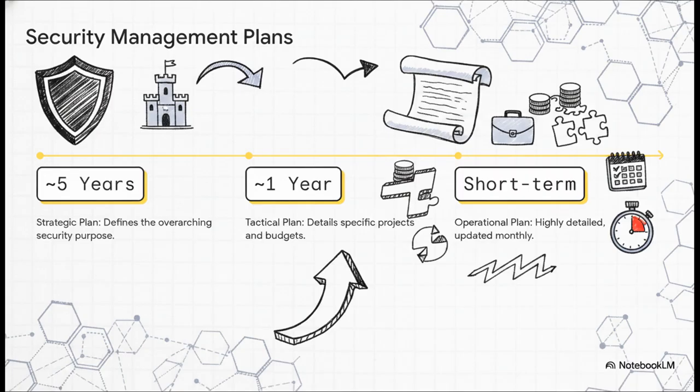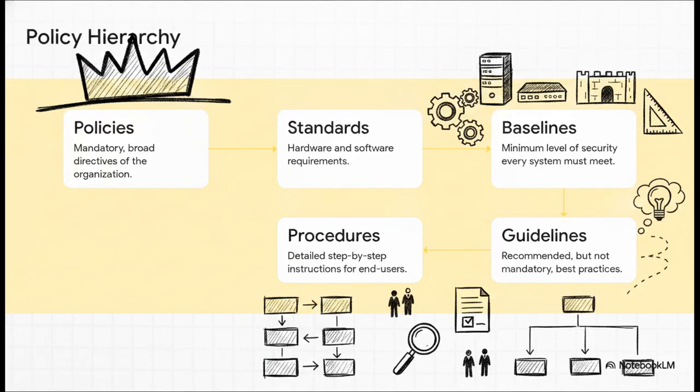These are short-term, highly detailed plans updated monthly or even quarterly. They spell out the exact resource allotments and step-by-step implementation procedures, macro to micro. To actually enact those plans, we use a top-down documentation hierarchy.